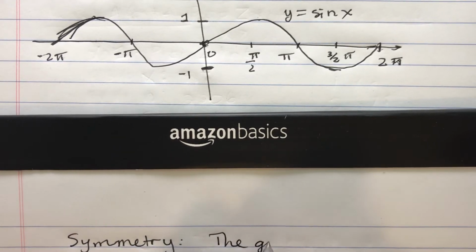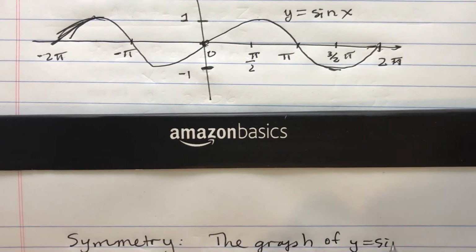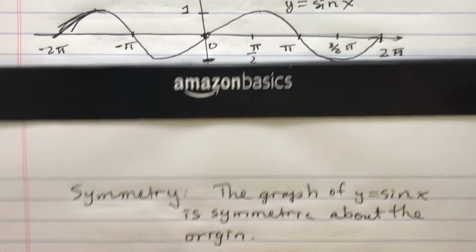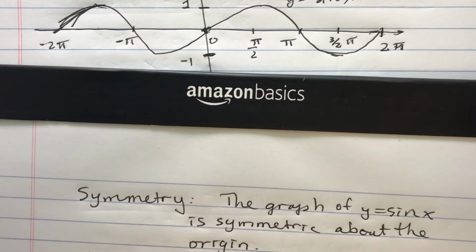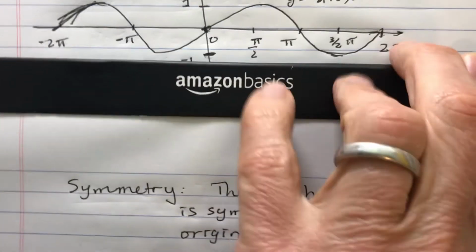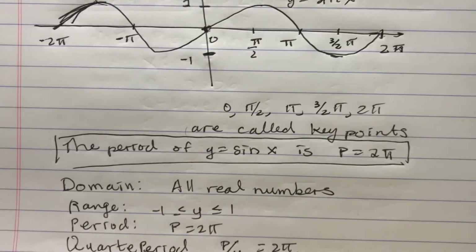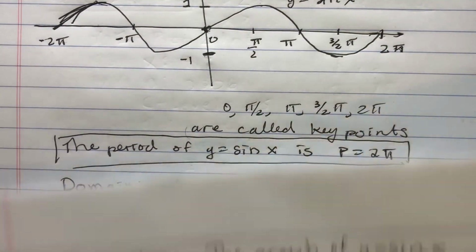The graph of y equals sine x is symmetric about the origin. I think we can see symmetry, but it's not really that clear how you describe it. We see there's something going on there. So how do we describe that symmetry? It's symmetric around the origin.